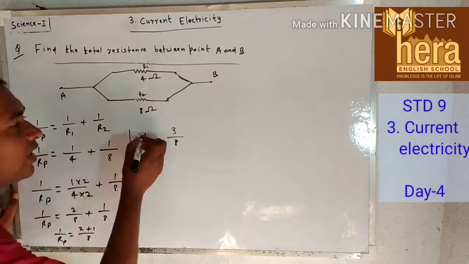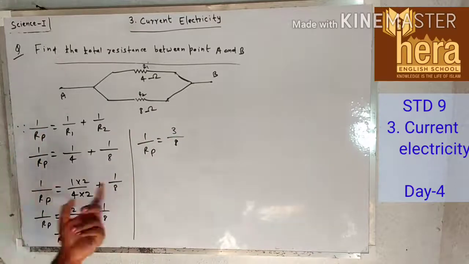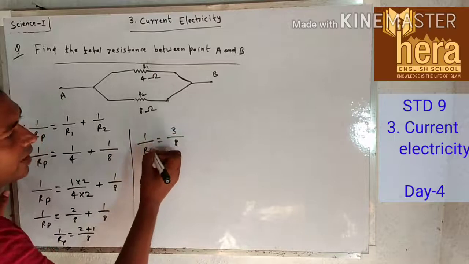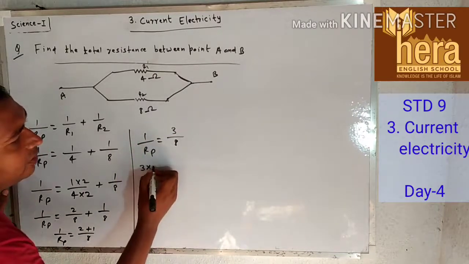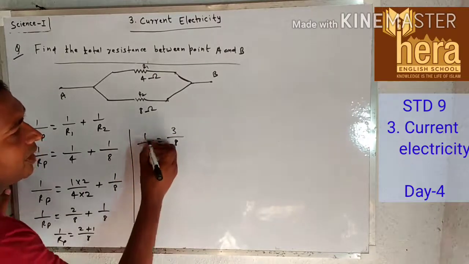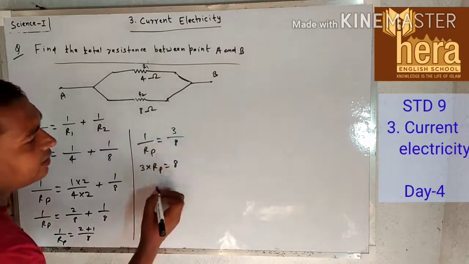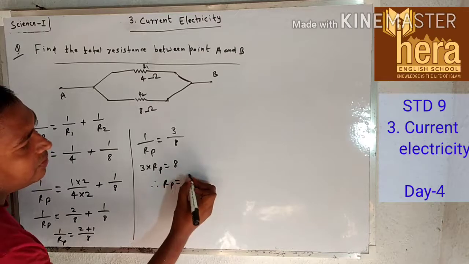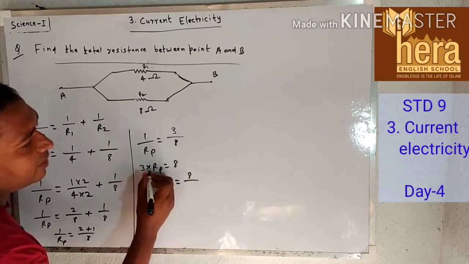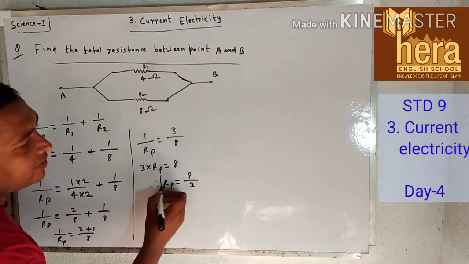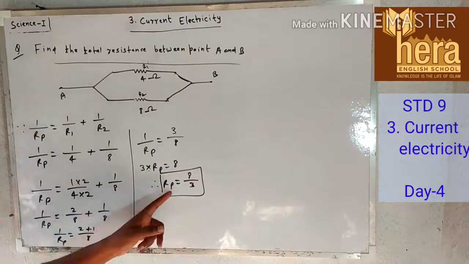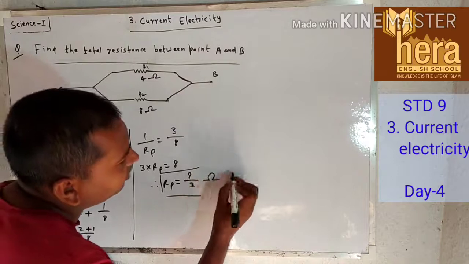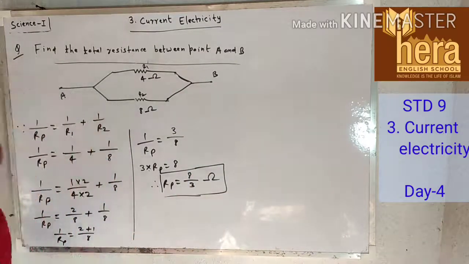So cross multiplication we can do, or by inverting. Cross multiplication we can write here 3 into Rp is equal to 8 into 1, that is 8. So therefore Rp is equal to 8 upon 3, this is in multiplication, this will be coming the division. Therefore Rp is equal to 8 upon 3 ohm. The SI unit of resistance is ohm.